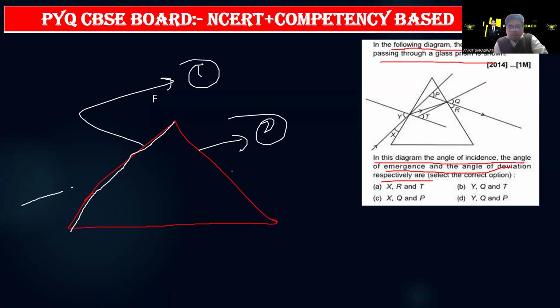The light is going to be incident on the surface. You will draw the normal. This is normal, N1. So the angle made by the incident ray with the normal is known as the angle of incidence. That is Y, the angle of incidence. So the ray is going like this.